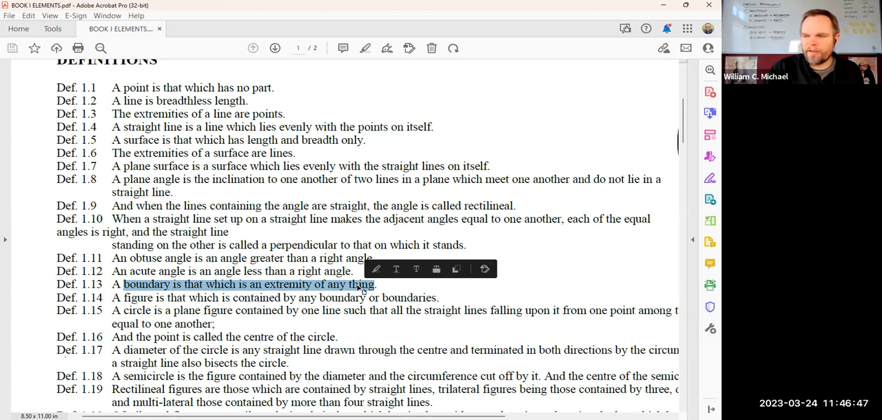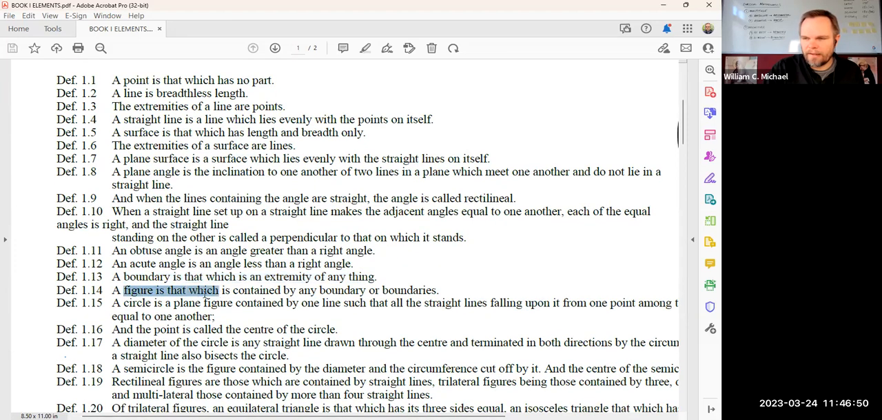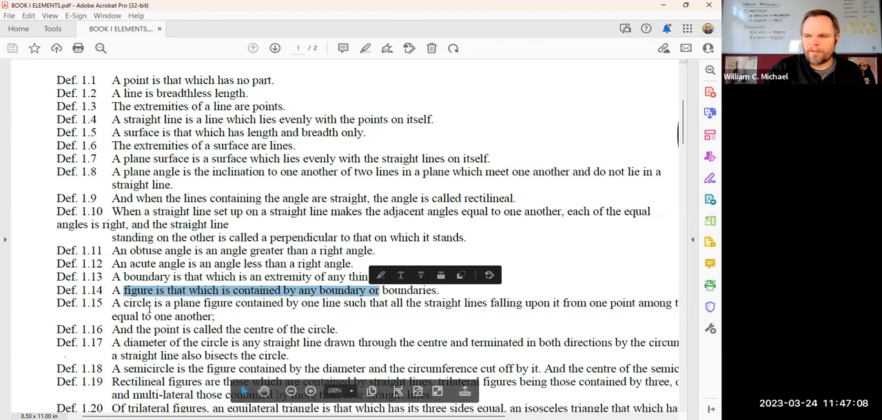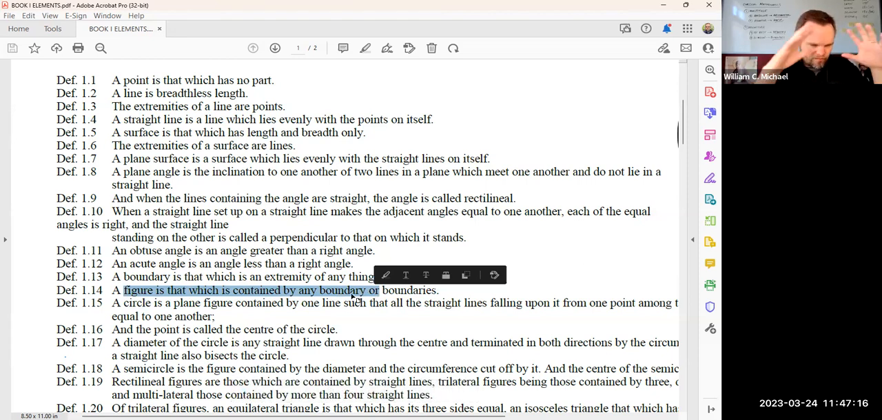Definition 14, a figure is that which is contained by any boundary or boundaries. A figure. So what is a figure? We might call this a shape, right? So when you think about geometry being a study of shapes, which is how most people think about it, even though that's not exactly right, a figure or a shape is that which is contained by boundaries. Any magnitude that is contained by boundaries is called a figure or a shape.